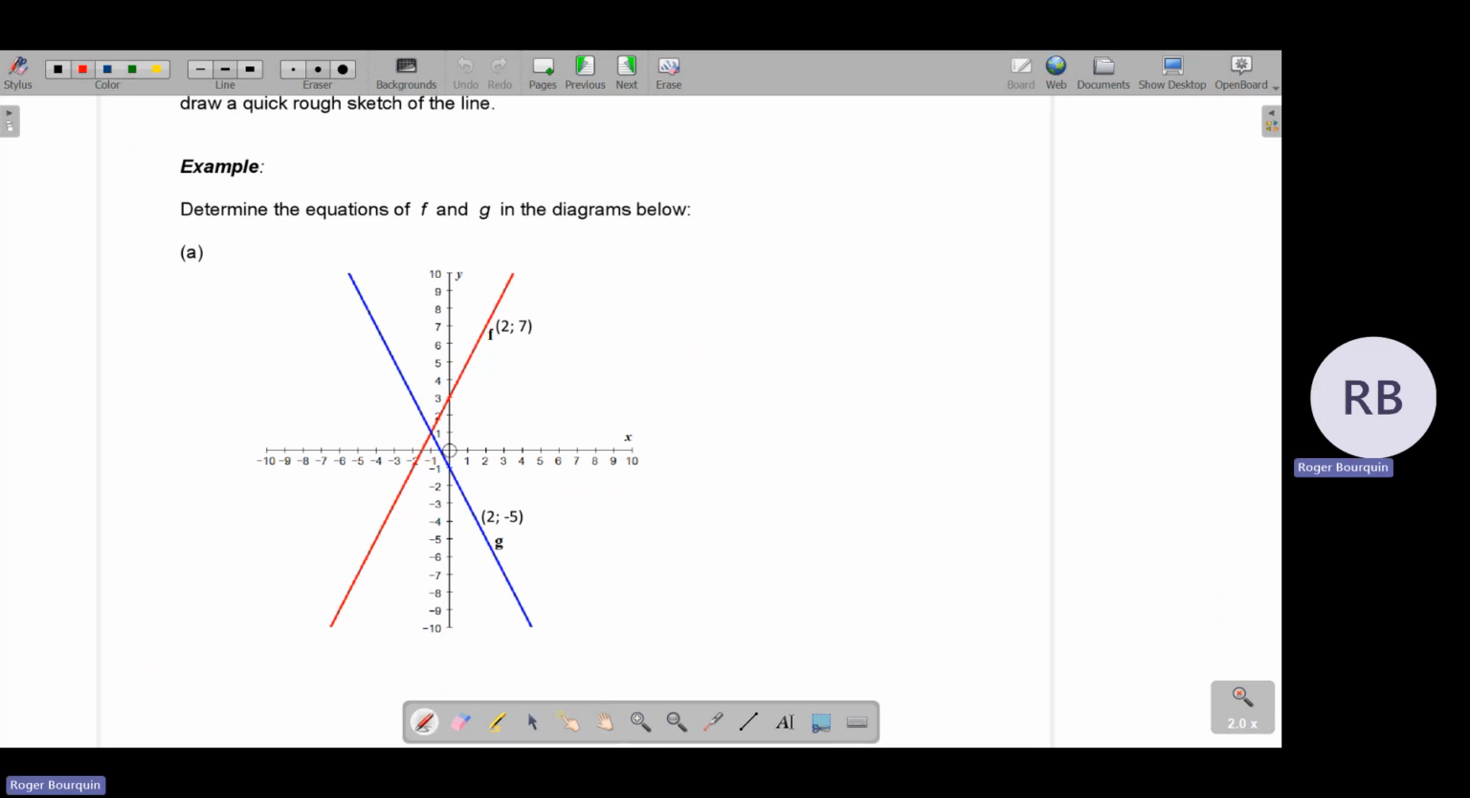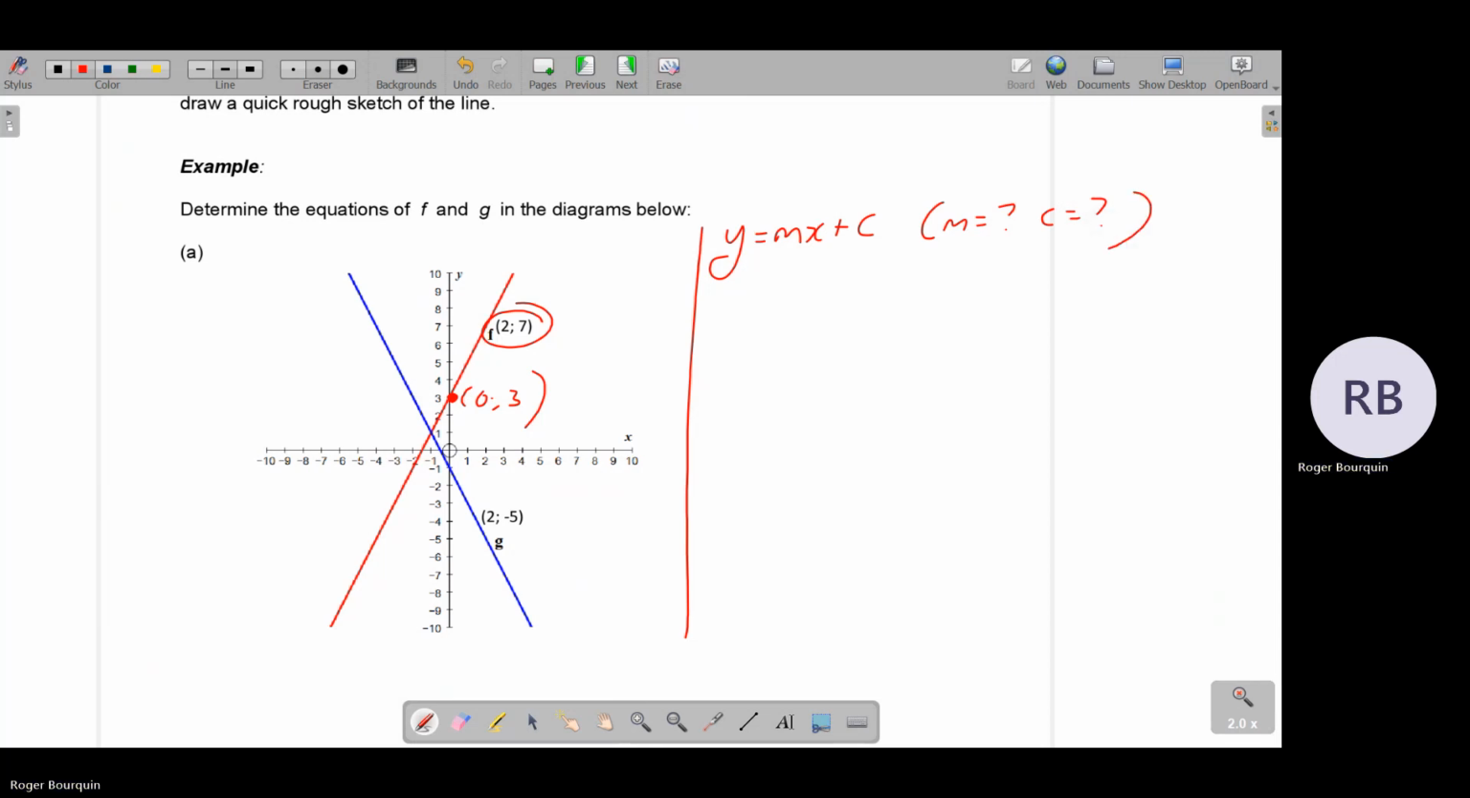All right. So F, I know F goes through the point (0, 3). That's the y-intercept. And I know F goes through the point (2, 7). When I'm finding the equation of a straight line graph, I say y is equal to mx plus c, and you remind yourself you've got to find a number for m and a number for c. First of all, do I know any of those? Well, c stands for the y-intercept. Do you have the y-intercept? Yep, there it is over there. So the y-intercept is equal to 3, so c is equal to 3.